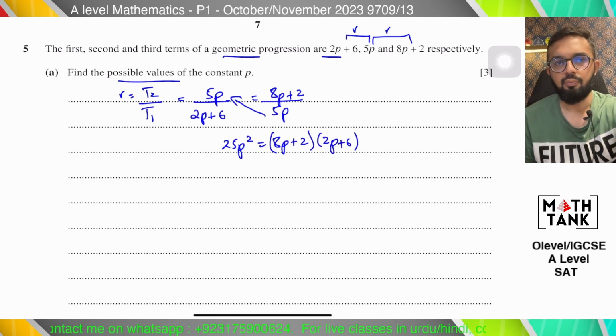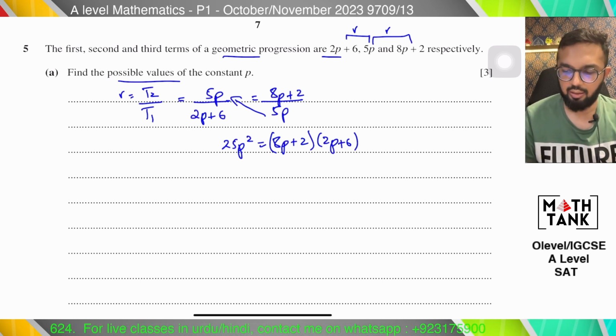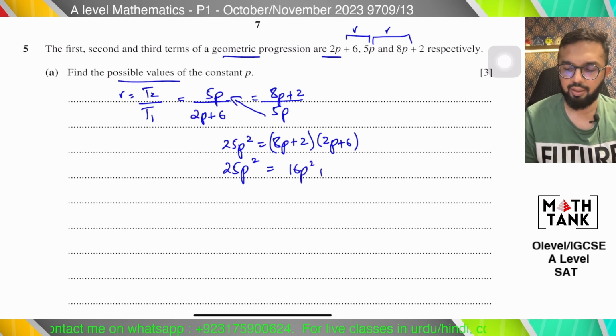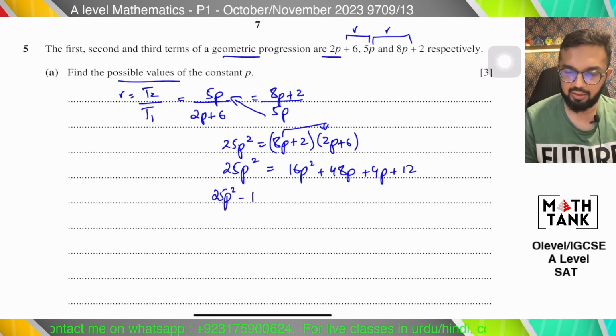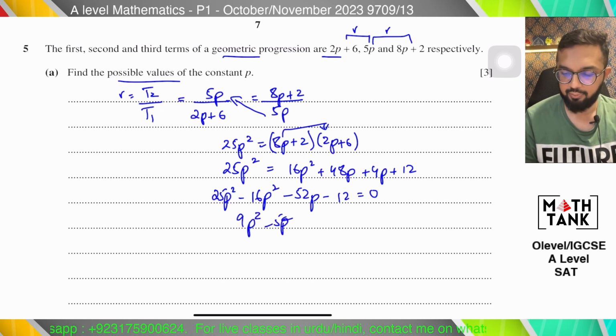Okay, and then I have 25p squared. I have 16p squared plus 48p. I'm multiplying 8p by the bracket, and then plus 4p plus 12. So 25p squared minus 16p squared minus 52p minus 12 equals 0. So that's 9p squared minus 52p minus 12 equals 0.